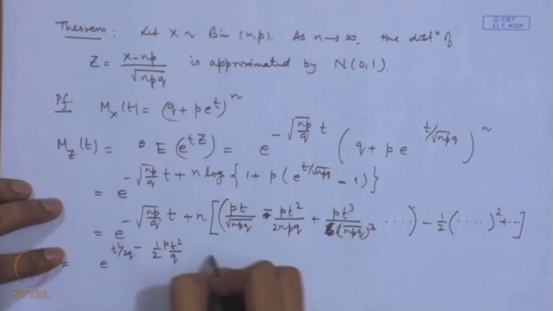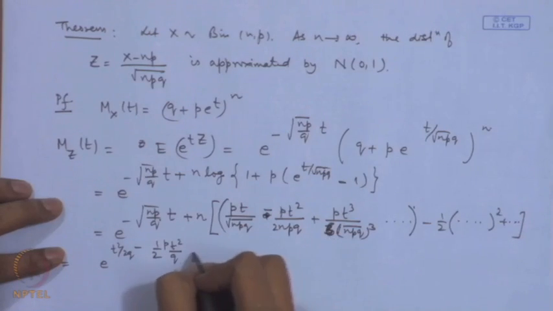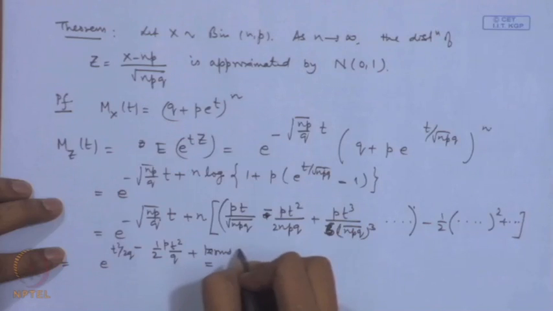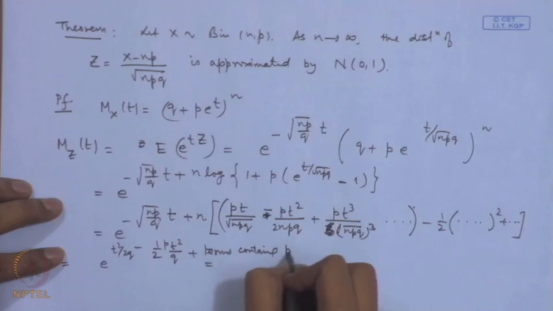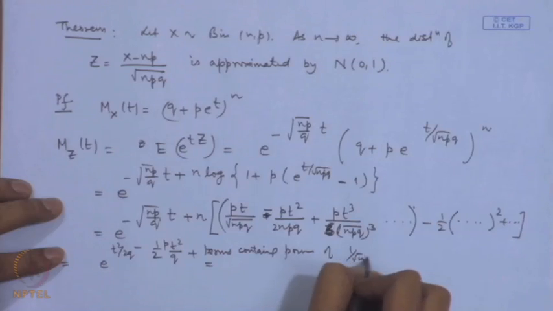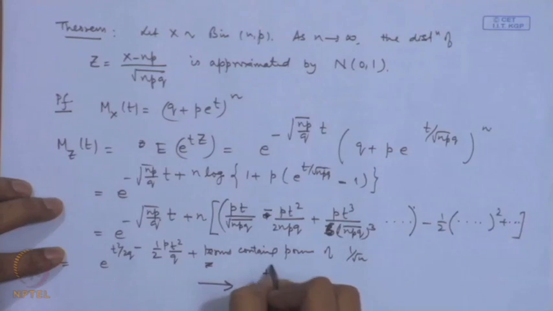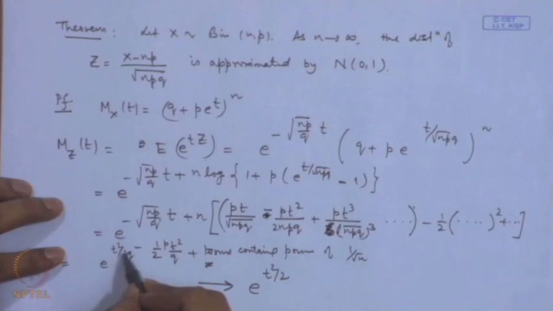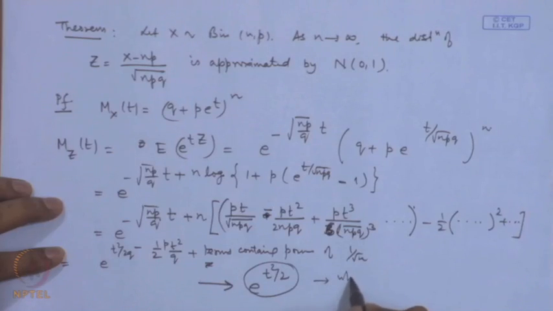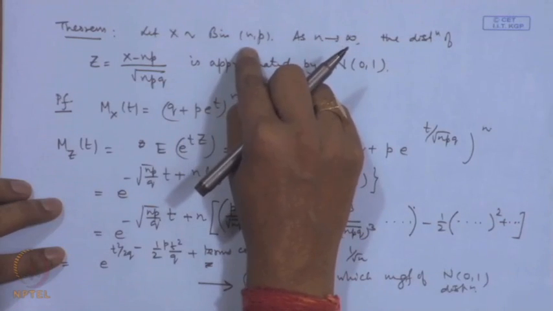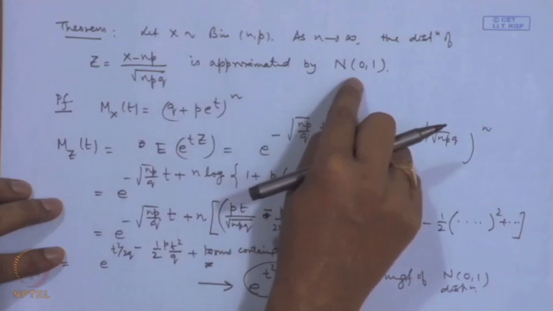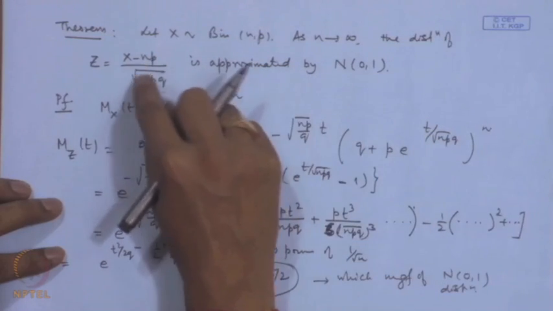So, if I take common, this is equal to e to the power this plus terms containing powers of 1 by root n. So, this will converge to e to the power t square by 2, because if you take common t square by 2 q, it is becoming 1 minus p, that is q, q cancels out. So, you get e to the power t square by 2, which is the MGF of normal 0 1 distribution. That means, if n is large, then binomial distribution can be approximated by a normal distribution after proper standardization.